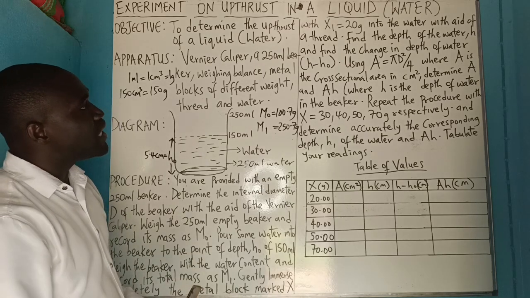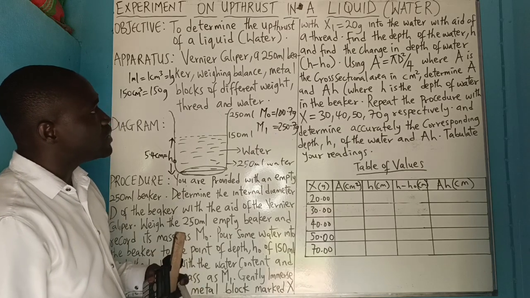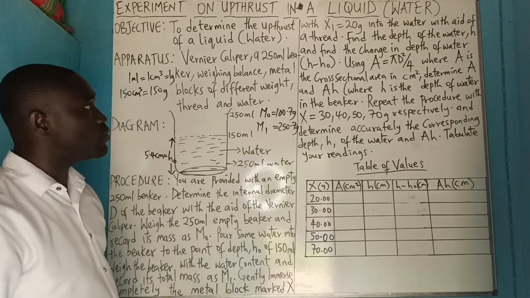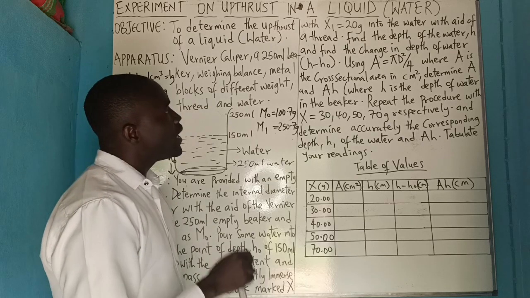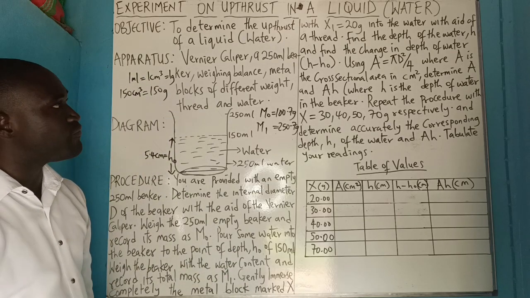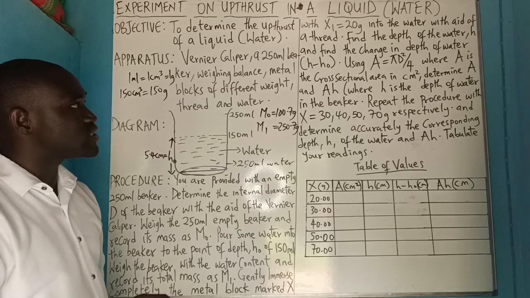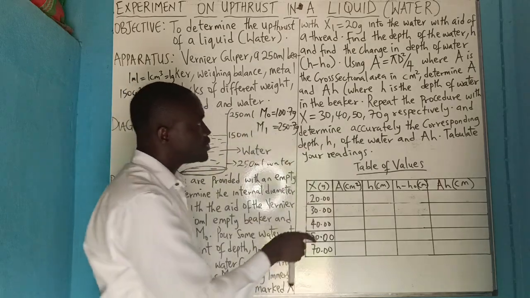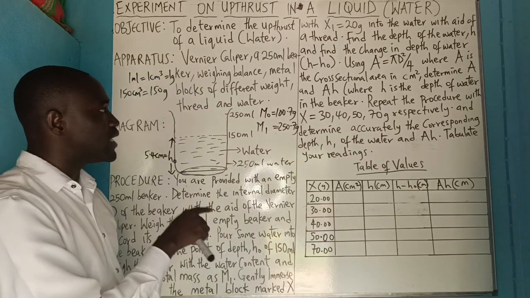Then they say find the depth of the water h and find the change in depth of water, h minus h0, using A equals pi d squared over 4, where A is the cross-sectional area in cm squared. Determine A and Ah, where h is the depth of water in the beaker.